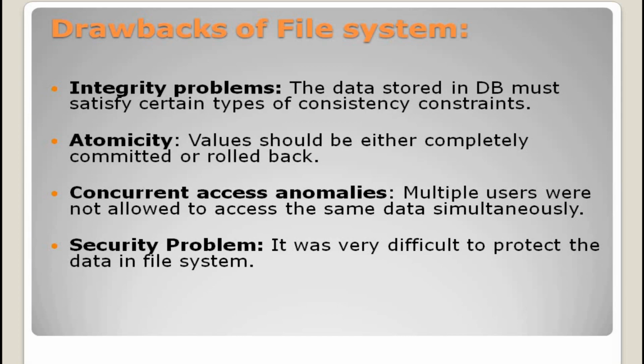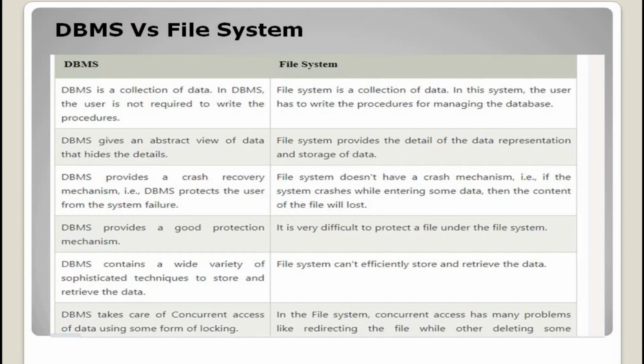Second last point is the security problem, that we were not able to secure the data in the file system. They were not very much reliable. Now let us see the difference between database management system and file system in a tabular form. Here we have just discussed the drawbacks of the file system. Now we will discuss the comparison of database management system and file system.